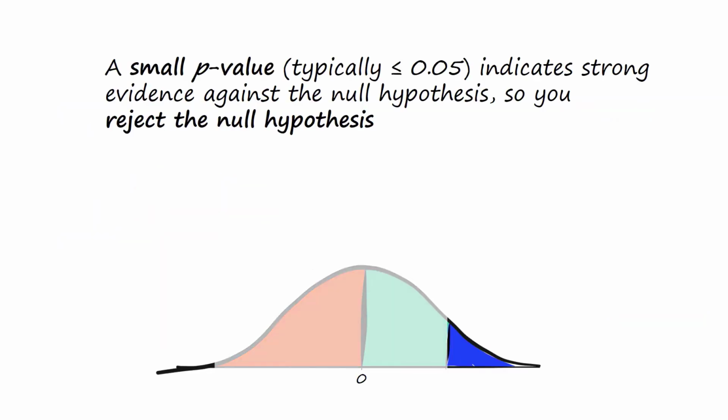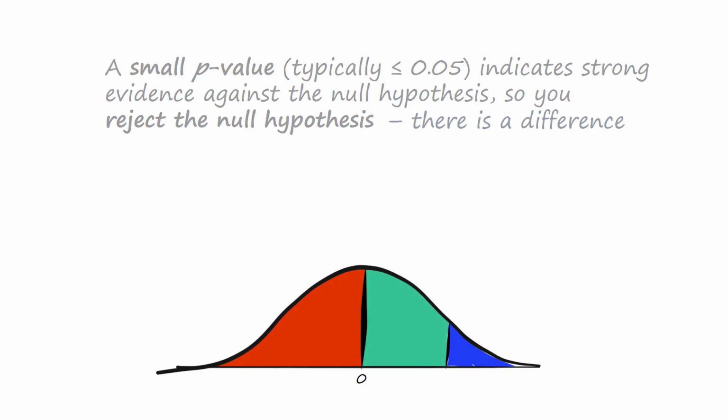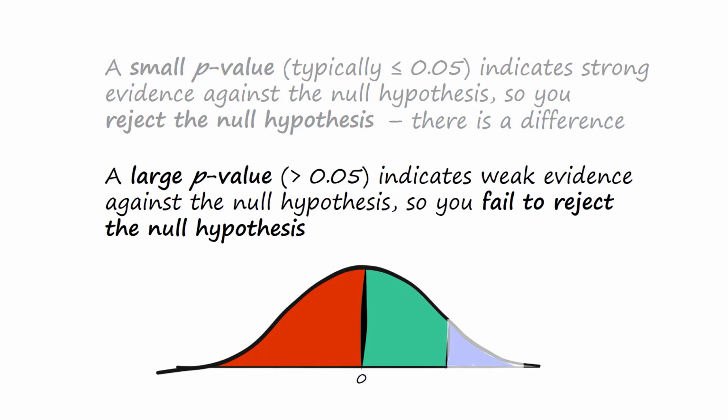A final tip. A small p-value, typically less than 0.05, indicates strong evidence against the null hypothesis. So you reject the null hypothesis and say there is a difference. A large p-value, greater than 0.05, indicates weak evidence against the null hypothesis. You fail to reject the null hypothesis and say there is no difference.